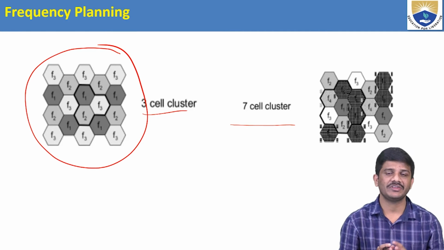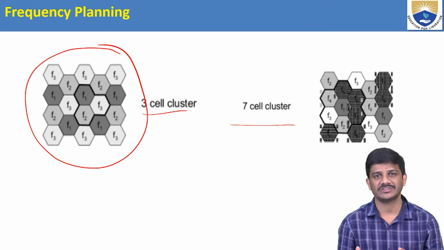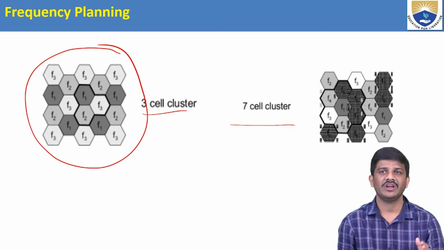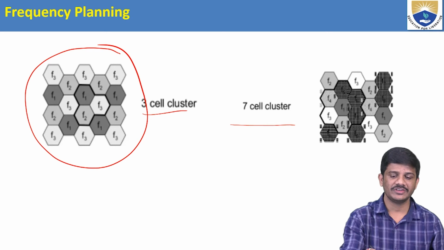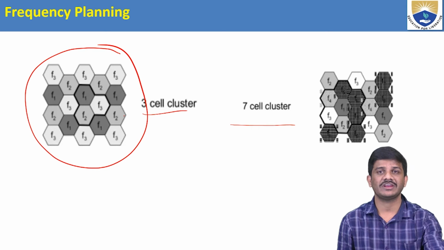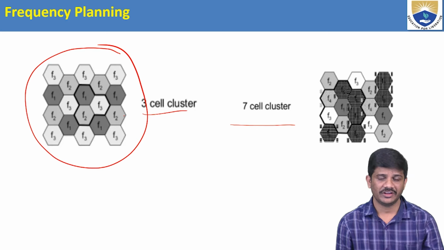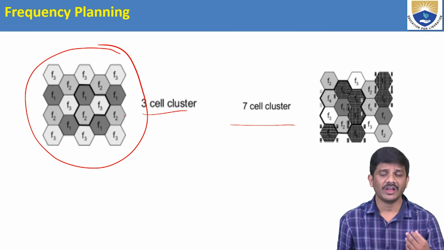The clusters come in 3-cell and 7-cell types. The geographic area is divided into different clusters, 3 and also 7. Here we can see the clear picture. In every cluster, every cell has a different radio channel frequency.